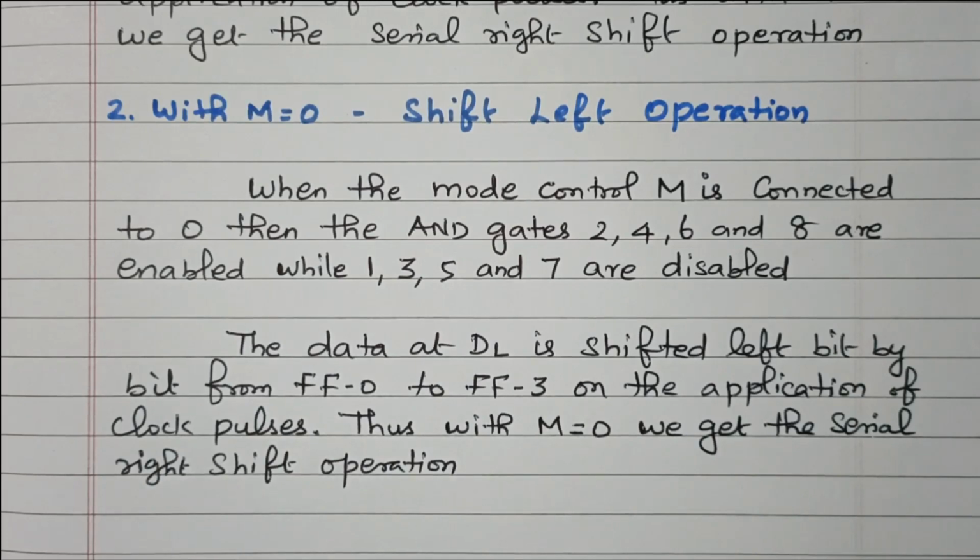So in this video, we discuss the shift register, universal shift register. Based on the mode control, we can shift bidirectionally. We discuss the bidirectional shift register, shifting right side or left side, that is decided by the mode control. If mode M equal to 1, shift right operation, M equal to 0, shift left operation.